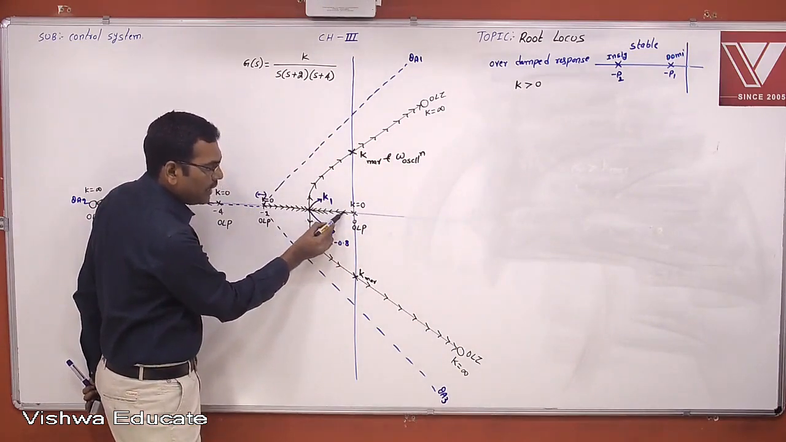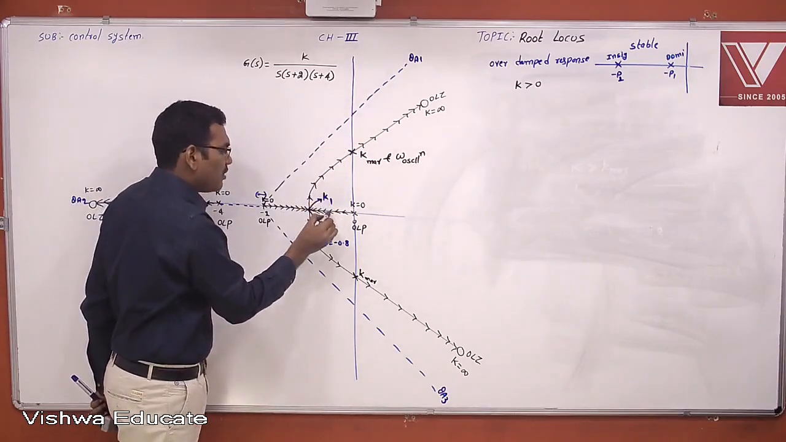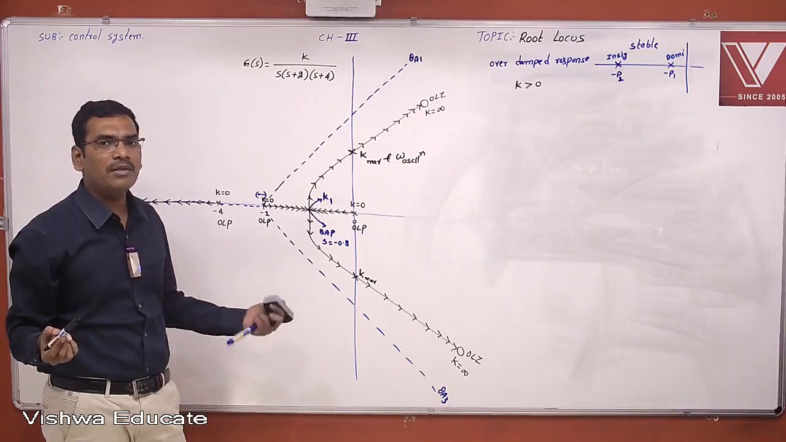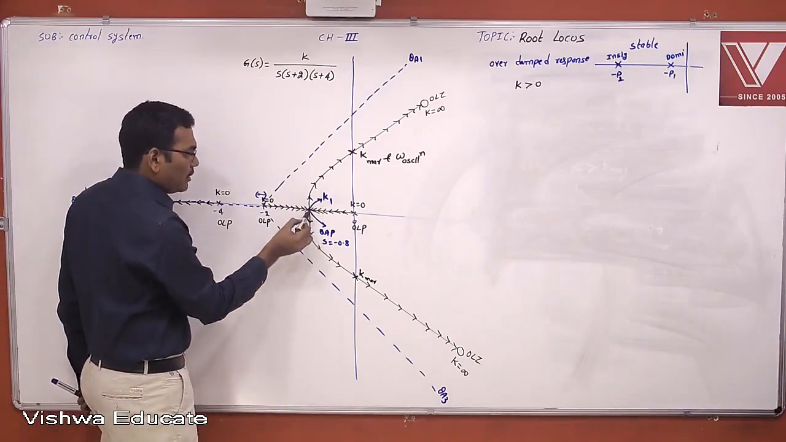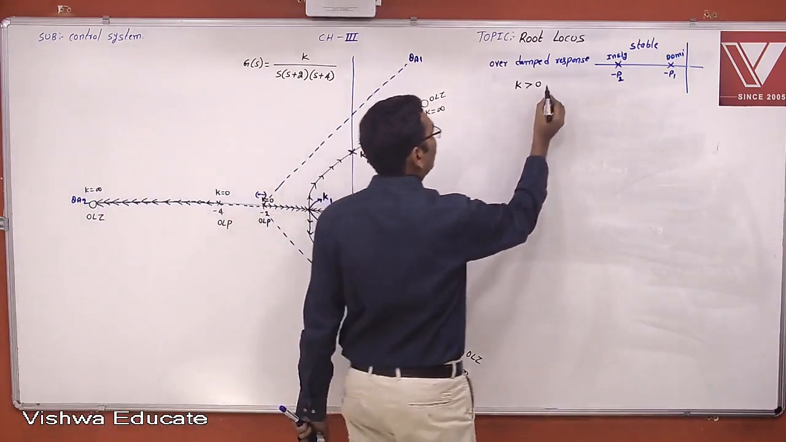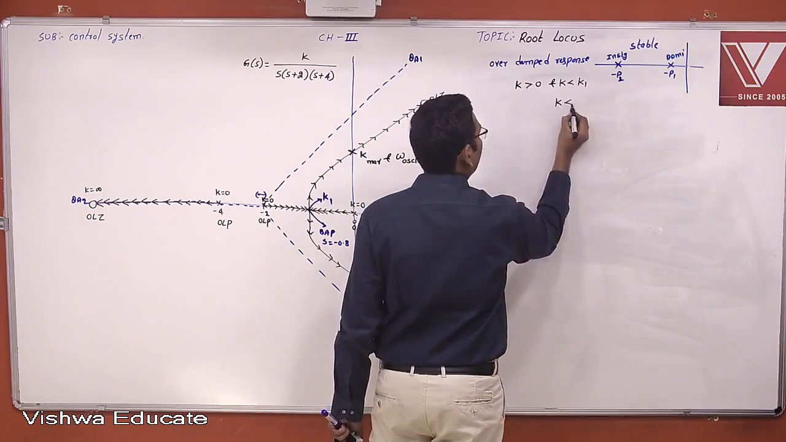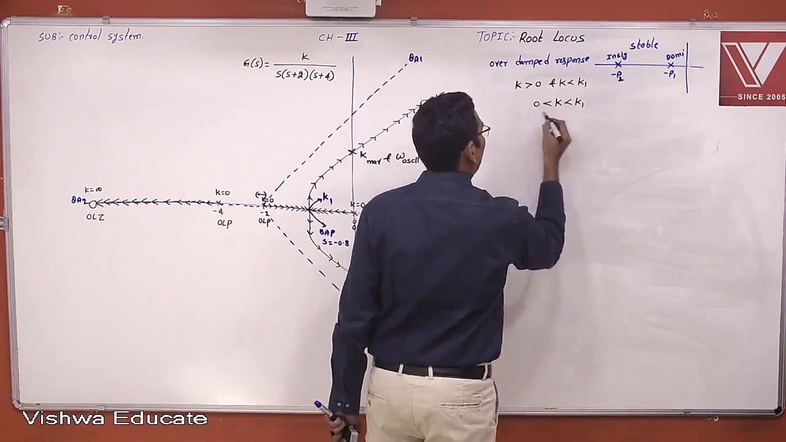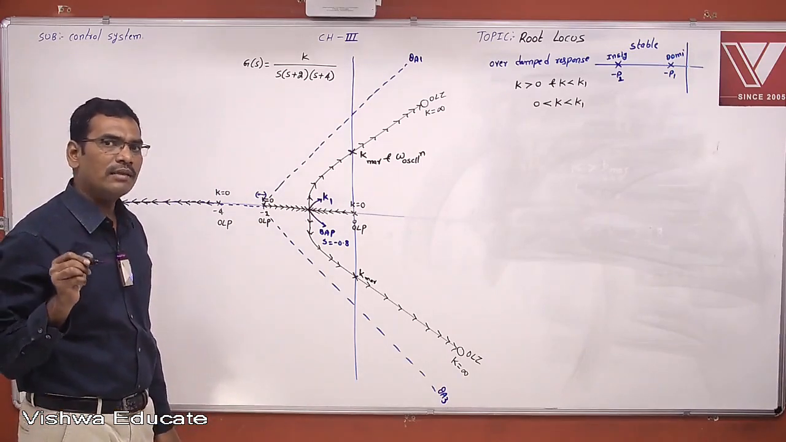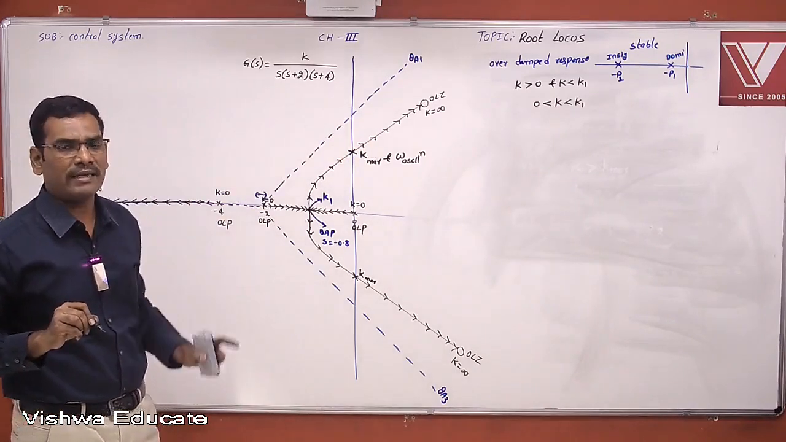When the pole is on the negative real axis, it is overdamped. As long as the pole is on the negative real axis, it will become the overdamped response. But here there are two poles, two different poles. Therefore, K is greater than 0 and K is less than K1. As long as this condition is satisfied, and your poles only lie on the negative real axis, it should be acting as an overdamped response.